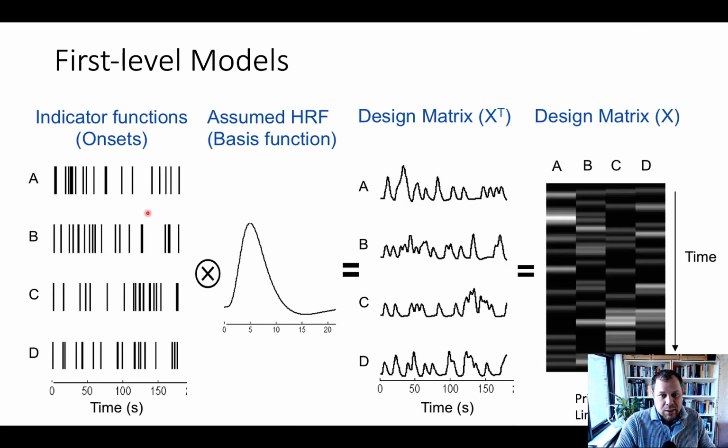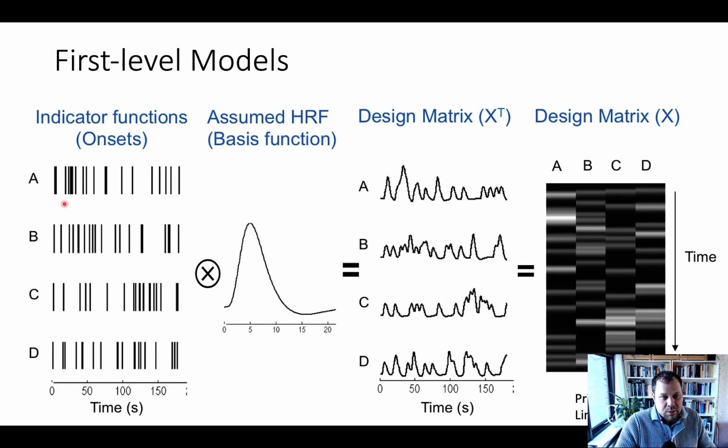So this is basically how design matrices are constructed. At the very basic level, we have these indicator functions. They're the onsets of the different time points for, in this case, 4 different task elements, element A, B, C, and D. And you could think of any different example task here. These could be decisions in the context of social versus non-social contexts, or there could be any kind of different combination of tasks.